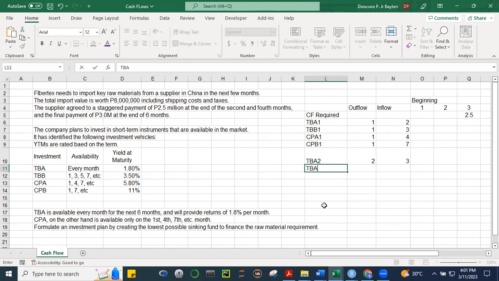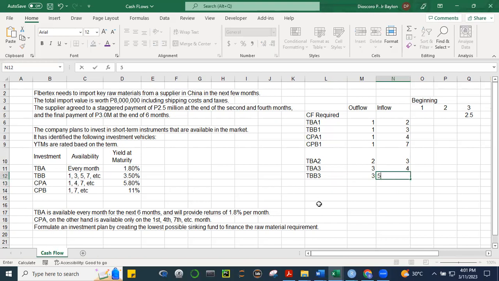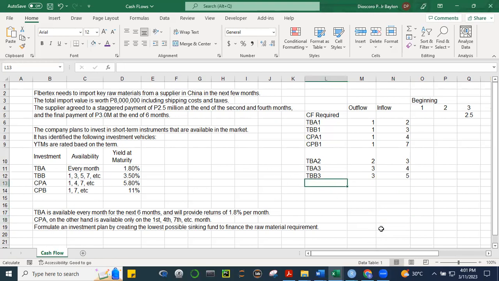So how about month 3? TBA, can we invest in TBA for month 3? Yes. CPA. Correct. The outflow will be at the beginning of month 3, and this will mature on 4. Correct. All right. Any others that we can invest in month 3? TBB. Correct. TBB, that will be 3, right? So this will be month 3, and then it will mature on month 5 because TBB is a 2 month term, right?